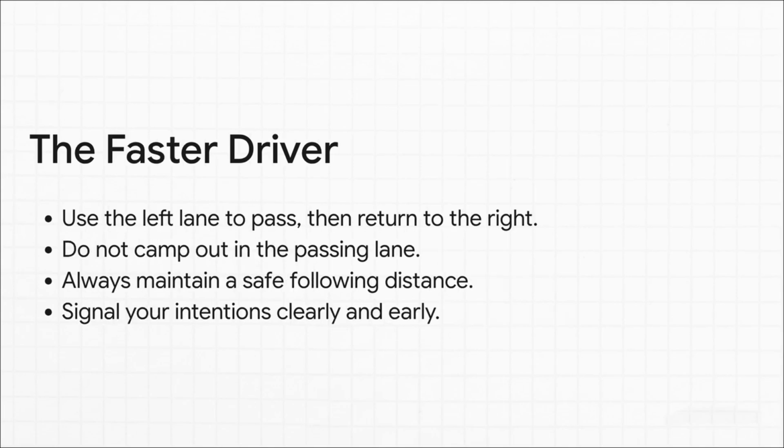Now, on the flip side, if you're the one moving faster, you've got a job to do too. By all means, use the left lane to pass. That's what it's for. But then get back over to the right. Don't be that person who camps out in the passing lane. And this one is absolutely non-negotiable. You have to maintain a safe following distance. Tailgating is a direct, ugly result of mismanaging a speed differential, and it is just incredibly dangerous.